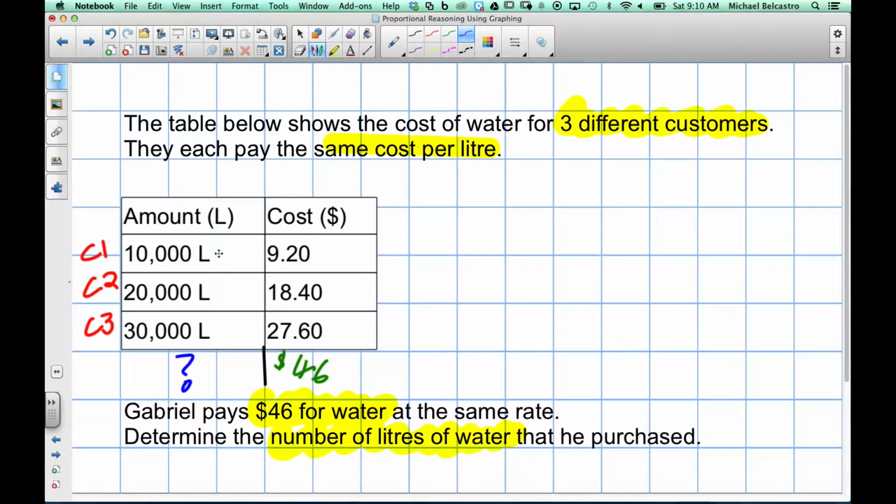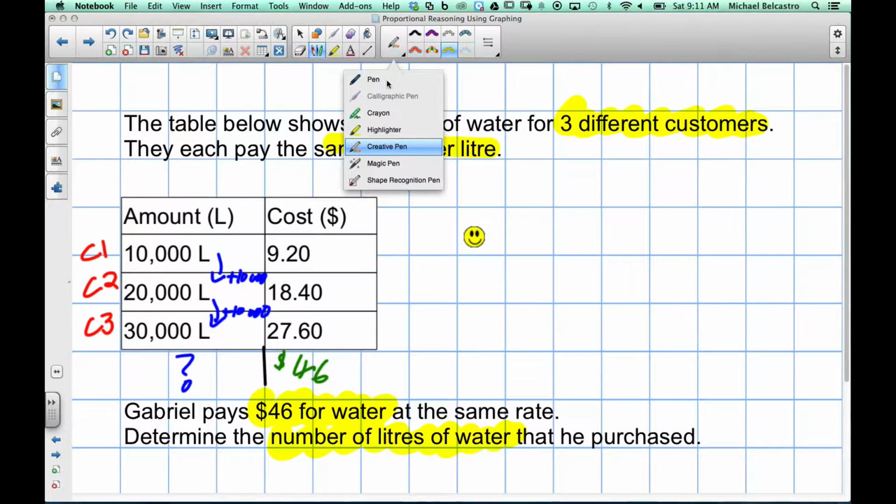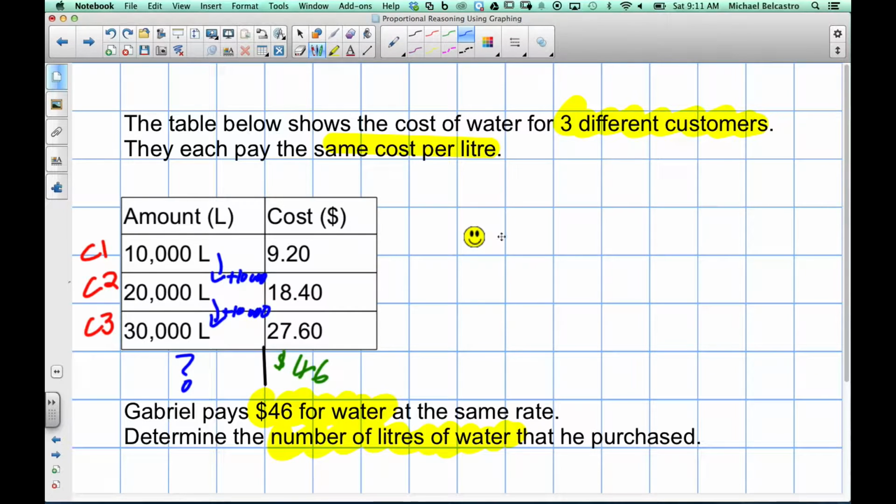We don't know how many liters that he purchased. Our 10,000, this is what we're increasing by, 10,000 every time. That's a good value to maybe use for this question. So each of our counters we're going to use is going to be 10,000 in our liters. And what we'll use is a snowflake. That's kind of hard to see. Let's use a happy face for liters. Perfect. So each happy face is going to equal 10,000 liters.